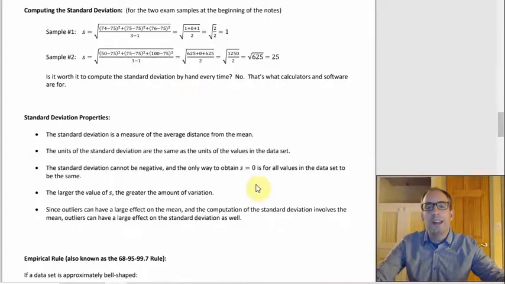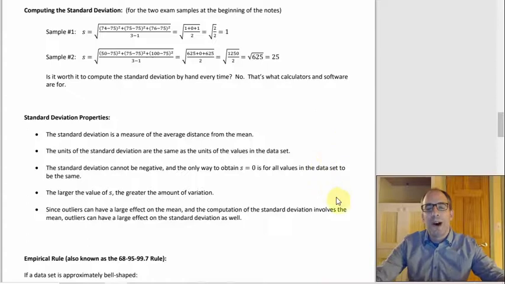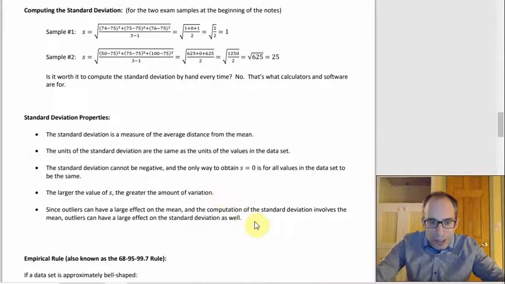There is a way to get 0, but in order to get that, all the values in the data set have to be the same. Because in order to get 0, all these things in parentheses would have to work out to be 0. So every value would have to be equal to the mean. So they'd all have to be exactly the same. In reality, you wouldn't see that, but in theory, you could get a 0. And then the larger your value of s, the more variation you've got. And vice versa, right? The smaller the value of s, the less variation you've got.